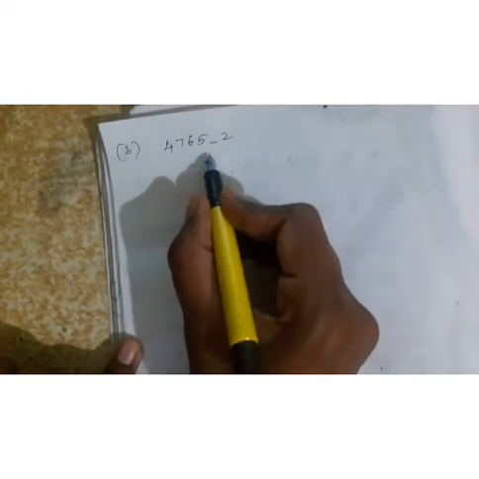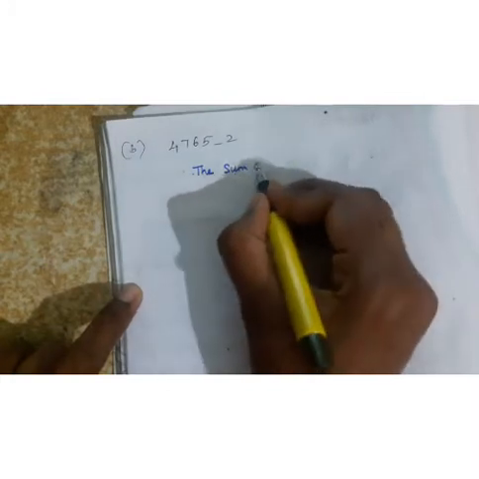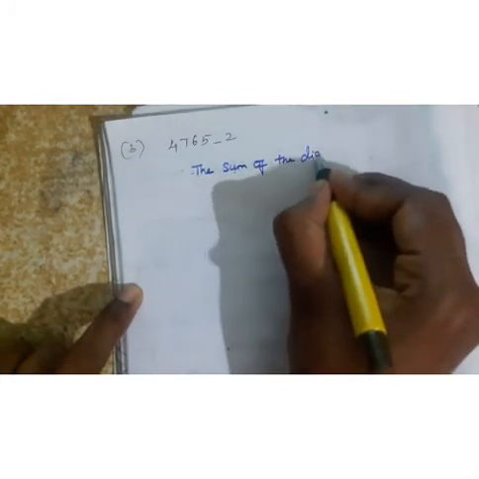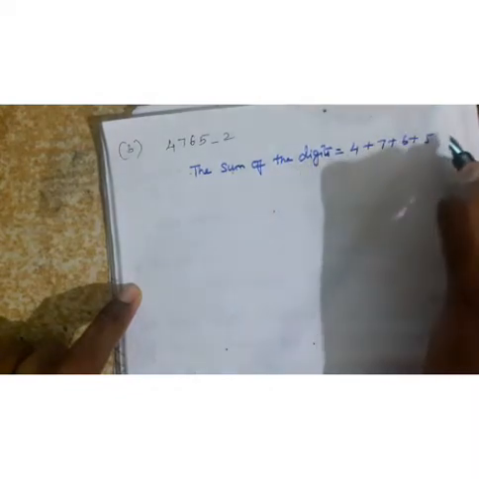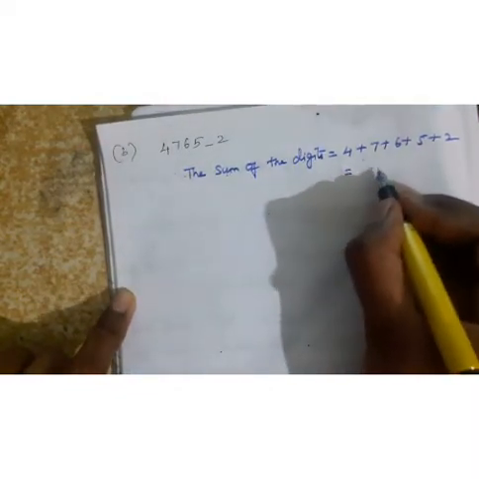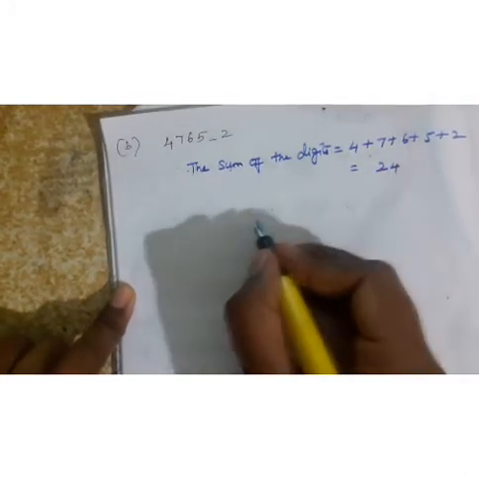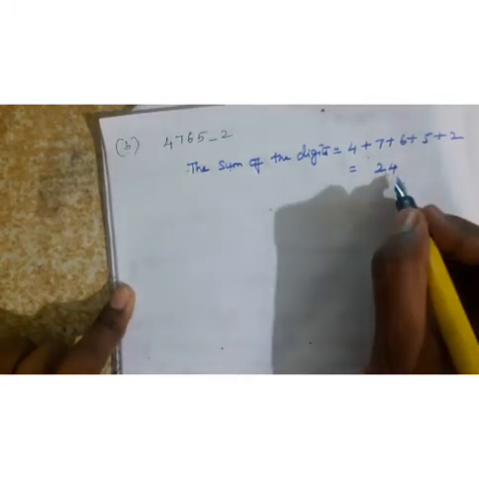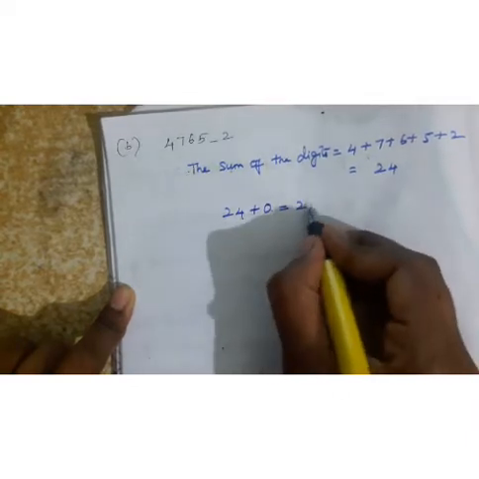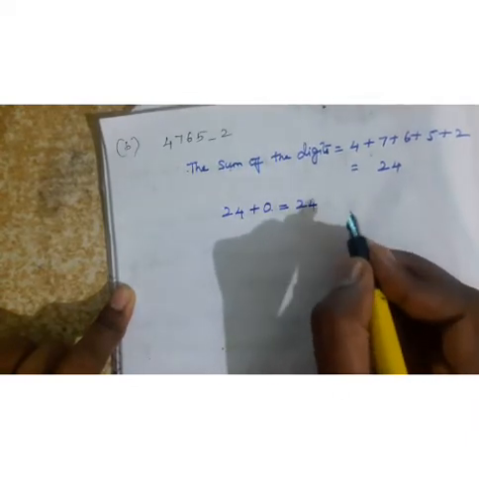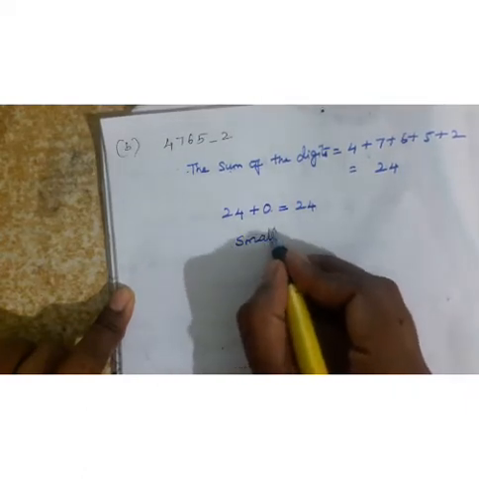B part 4765-2. The sum of the digits equal to 4 plus 7 plus 6 plus 5 plus 2, which is equal to 24. The smallest digit that can be added to 24 is 0. So 24 plus 0, we get 24. 24 is divisible by 3. Therefore, the smallest digit that should be in the blank space is 0.